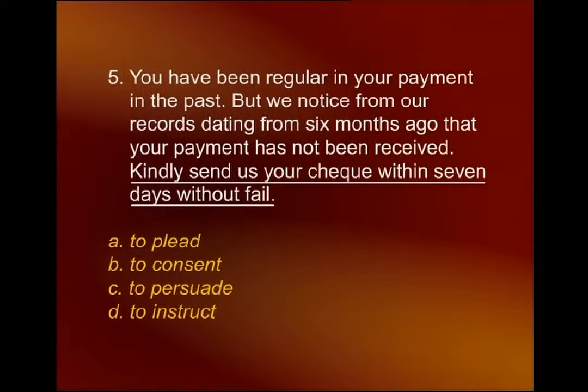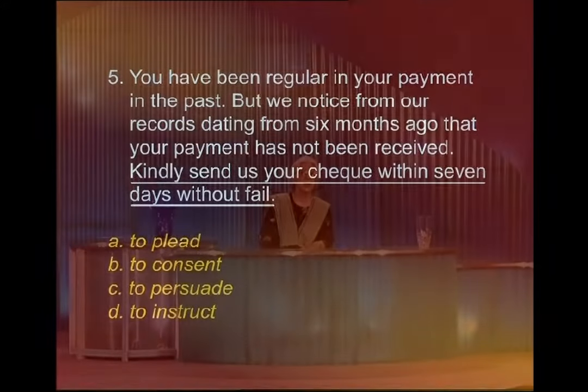Now, number five is a statement from a bank. It says, "You've been regular in your payment in the past, but we notice from our records dating from 6 months ago that your payment has not been received. Kindly send us your check within 7 days without fail." This could be not from a bank but from an insurance company, most probably some organization where installments are paid. And the underlined words are, "Kindly send us your check within 7 days without fail."